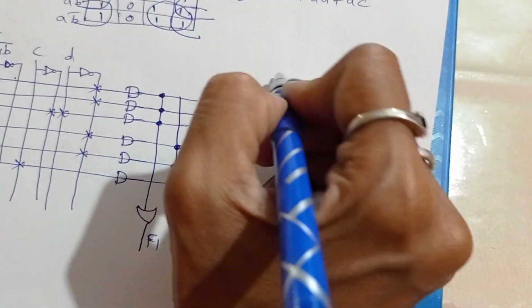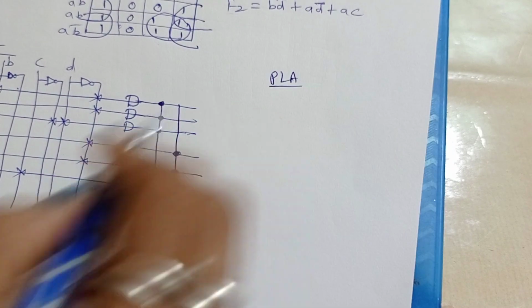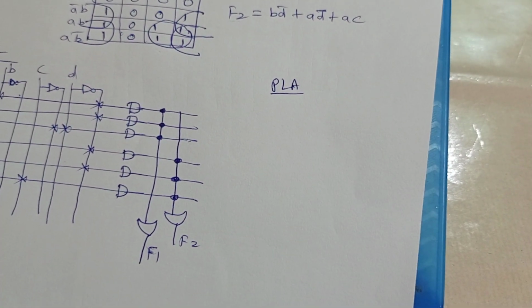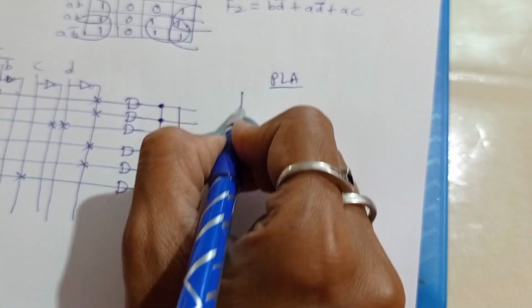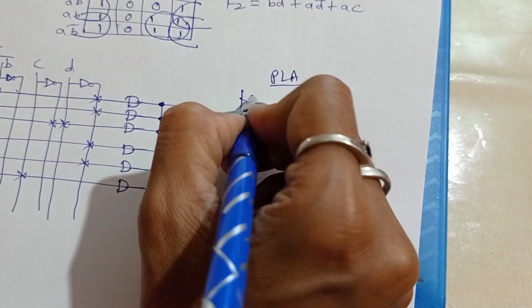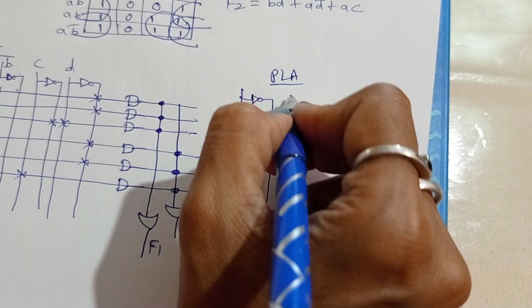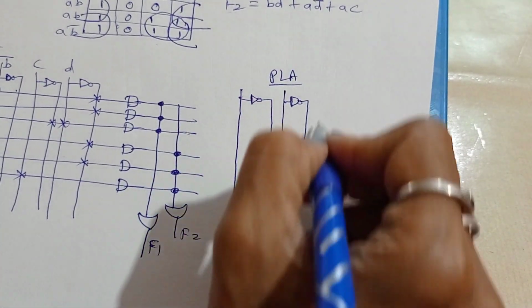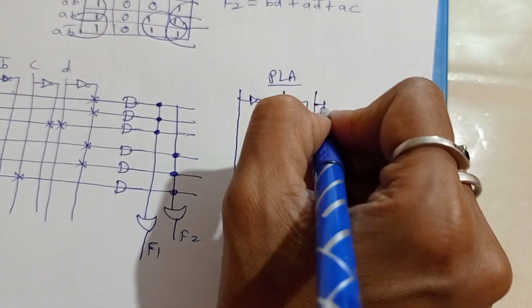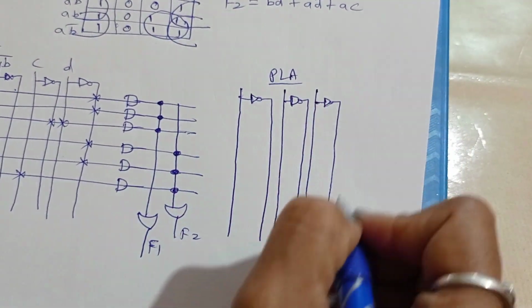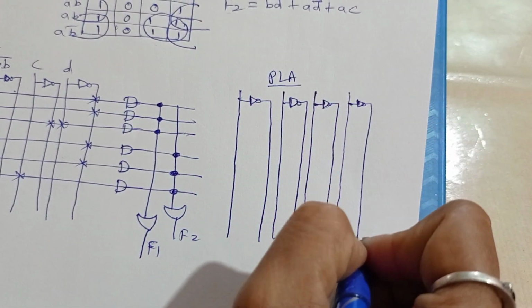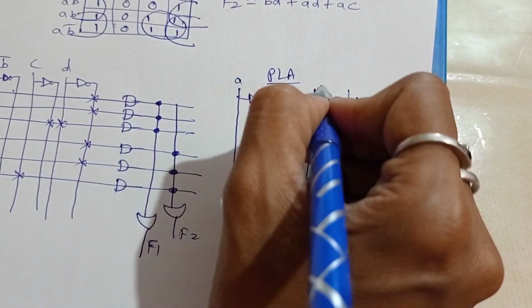Now we'll design PLA. In PLA, both are programmable. So, if there exists a repeated term, then no need to consider the connection again. Directly, you can take from an already existing connection. A, B, C, D.